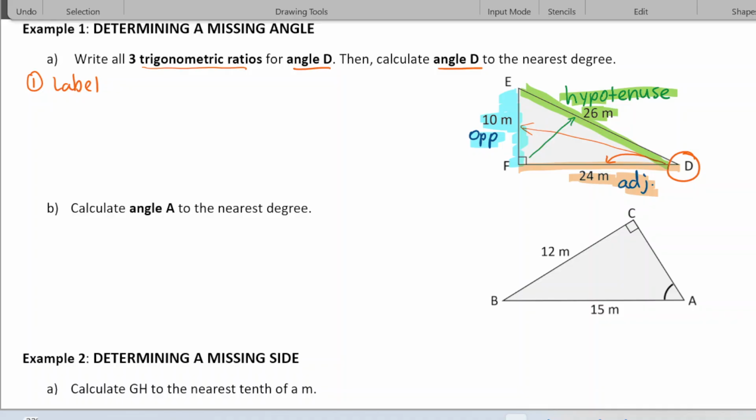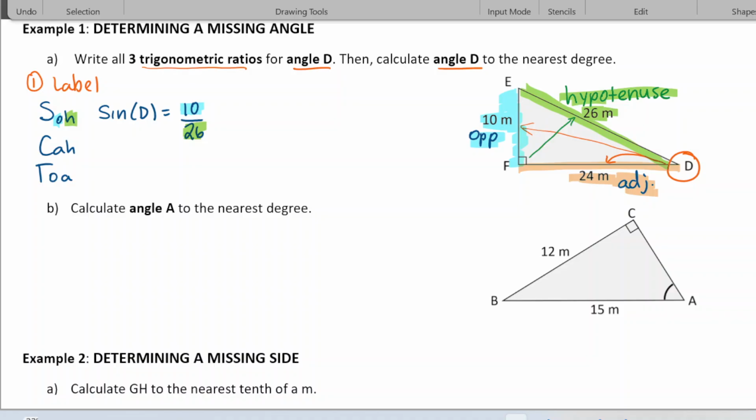Okay, so let's write SohCahToa. SohCahToa, because that's going to help us write the three ratios. If you remember the word SohCahToa, you know all three ratios. So the first one is sine. So angle D is going to be the opposite over the hypotenuse. So the opposite side is 10. The hypotenuse is 26. So the sine ratio for angle D is 10 over 26.